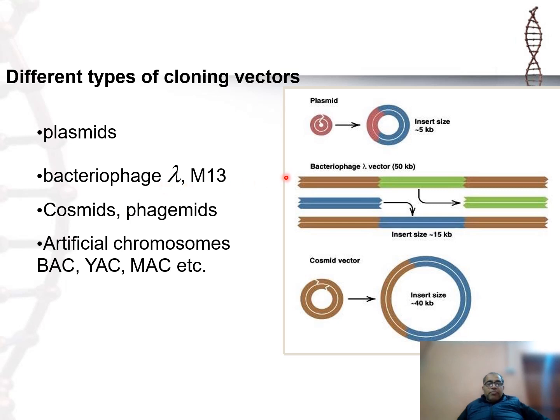There are plasmid vectors, bacteriophage lambda, M13, cosmids, phagemids, bacterial artificial chromosomes, and yeast artificial chromosomes. Mostly we use plasmids, but the size of plasmids is limited, that is, their capacity to carry foreign DNA is limited.